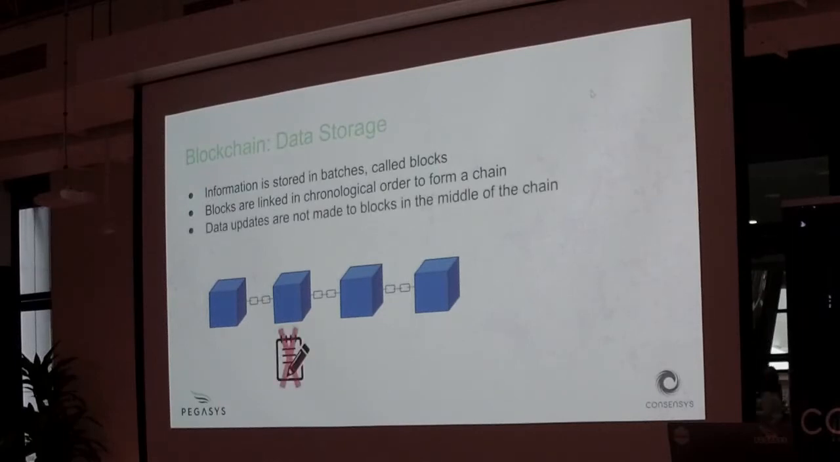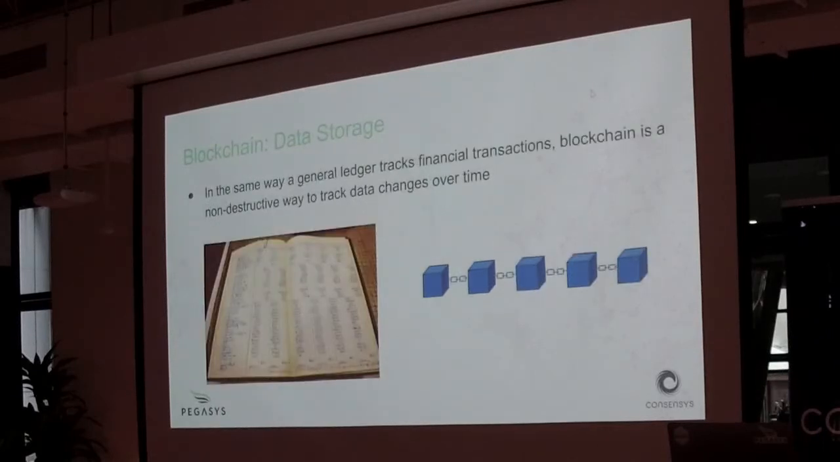Whenever we need to make an update to the data, we don't go back into the blockchain and make the changes inside an existing block of data, but instead we add a new block to the chain, which records the update to that data. So in the same way, and I think you, sir, were talking about a general ledger, in the same way that a general ledger tracks financial transactions over time, blockchain does exactly the same thing. It's a non-destructive way to track data changes over time.